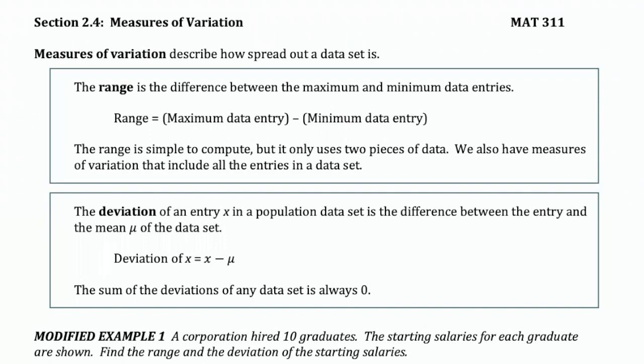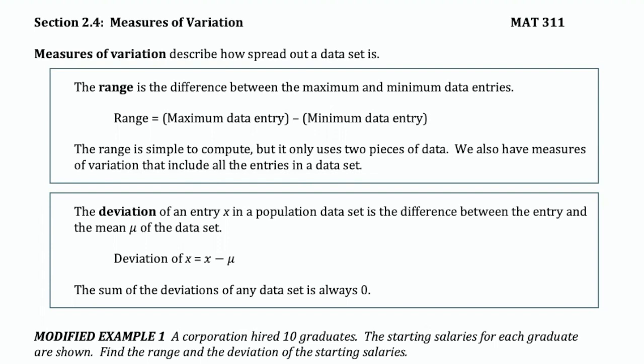Right. In section 2.3, we talked about measures of center. In section 2.4, we're going to talk about measures of variation. So instead of trying to describe the center of the data, we're going to describe how spread out a data set is. The two most basic measures of variation are range and deviation.